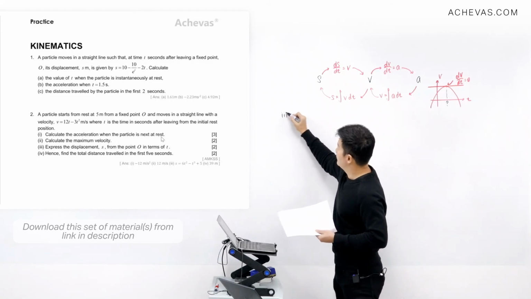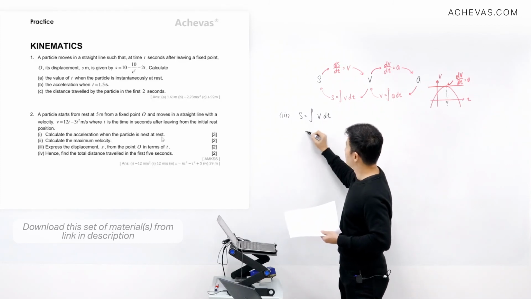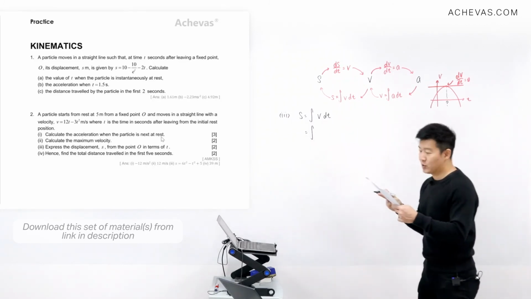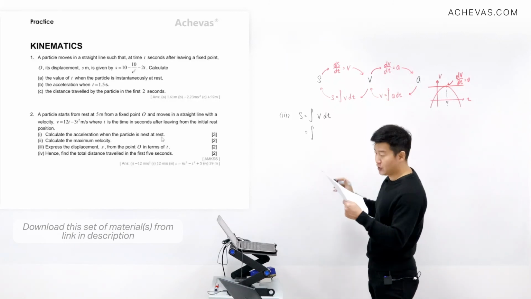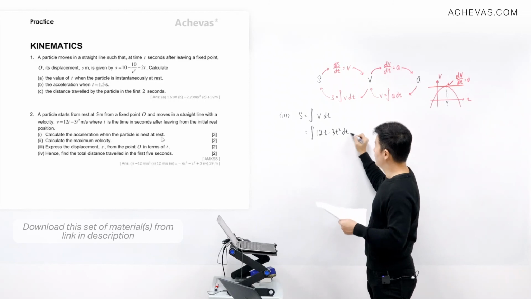So in part 3, the displacement is going to be integration of the velocity. So it is going to be integrating. Let's write down the expression for the velocity. It is 12t minus 3t squared.